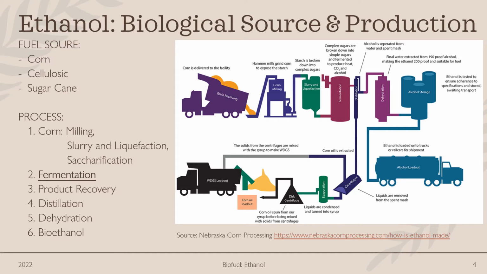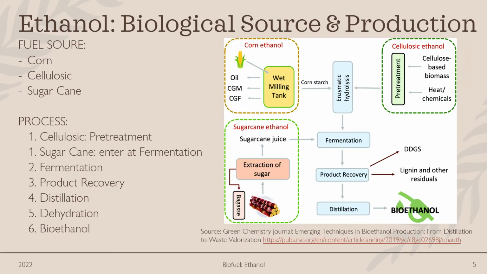The leftovers from the distillation process are used to create other renewable fuels such as biodiesel. Finally, the ethanol passes through a molecular sieve to remove any small amounts of remaining water. This results in a final ethanol product of 99% ethanol. Then the ethanol is stored or shipped to be used. Cellulosic and sugarcane have a similar but different process. Cellulosic goes through a different treatment than corn, but then follows the same process of fermentation, product recovery, distillation, dehydration, and the product ethanol. Sugarcane enters the process at the fermentation step, then follows the same process.